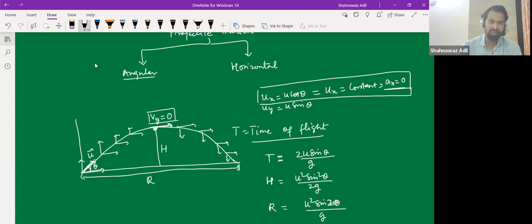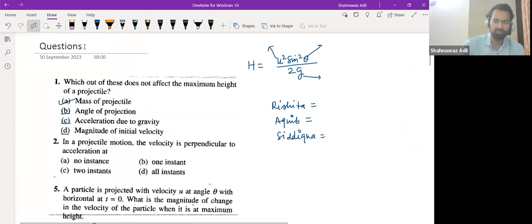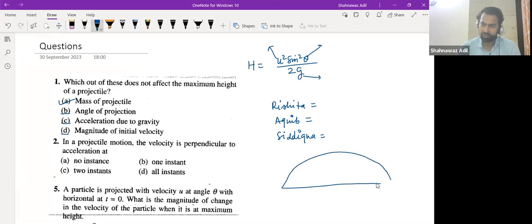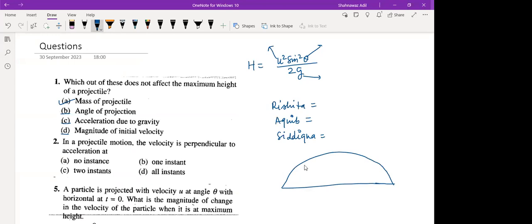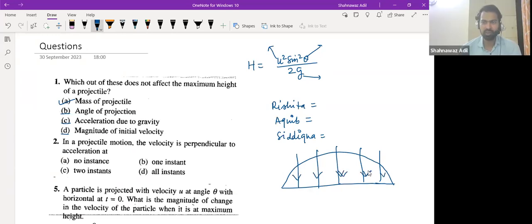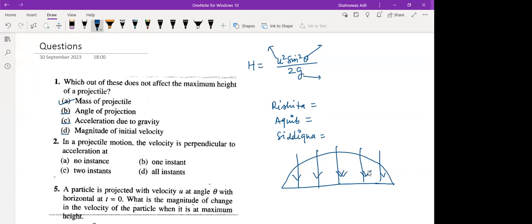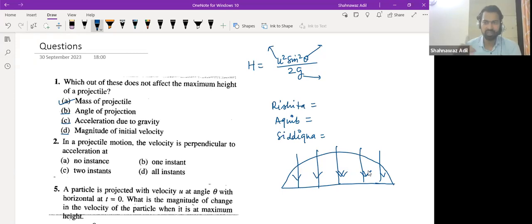But whenever we get any confusion, we draw the diagram, right? So what is the diagram? The diagram is this. Where is the acceleration? This is the acceleration towards the surface, right? Because there is only the acceleration due to gravity. Gravity is always towards the surface, right?